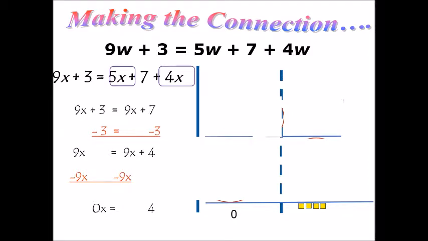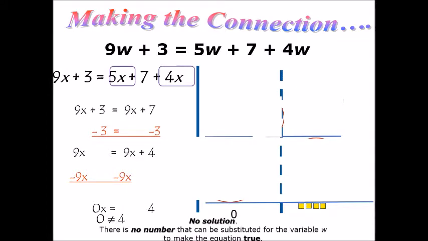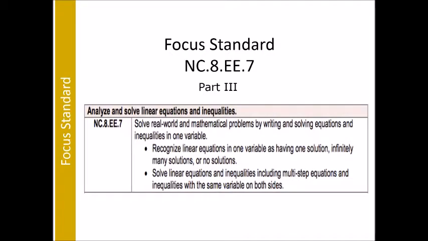So we cannot find the value of x that's equal to 4, nor can we find the value of x at all. In this solution, because this is not a true statement, because 0 is not equal to 4, this gives us a no solution, meaning that there is no number that can be substituted for the variable x to make this equation true. In review, the focus of this video is to make the connection between the concrete and the representational strategies to the algebraic representation of solving multi-step equations with variables on both sides in the 8th grade standard.